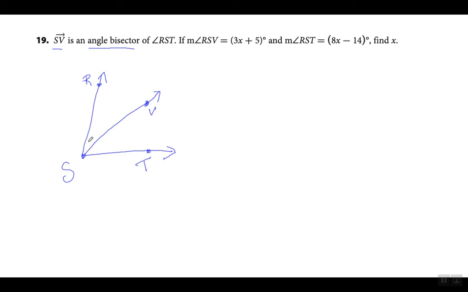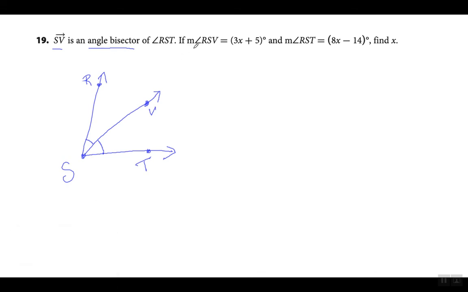If it's going through the middle, that means that this angle has to equal the measurement of this angle right here. And you're going to see that that's a key part of the problem. That's why they're letting you know that ray SV is the angle bisector, because they want to see if you realize that it's going to separate angle RST into two equal angles: angle RSV, which is equal in measurement to angle VST.